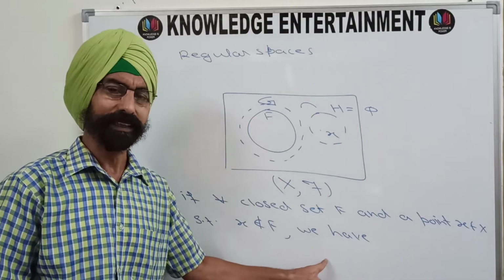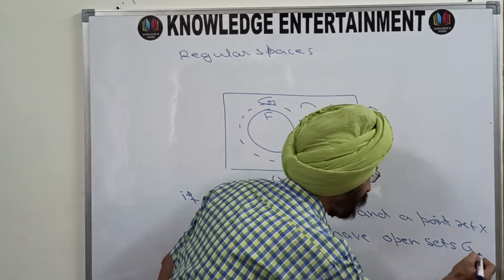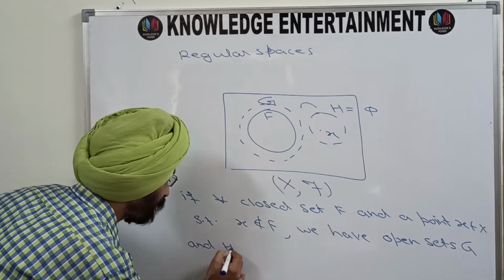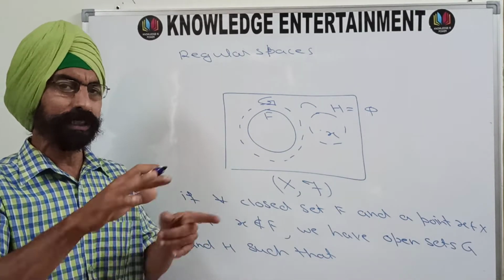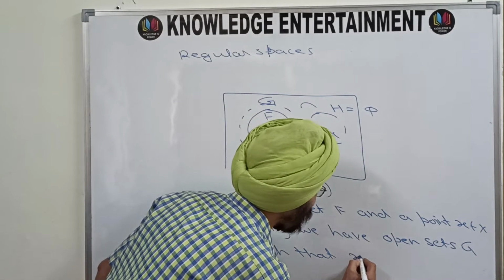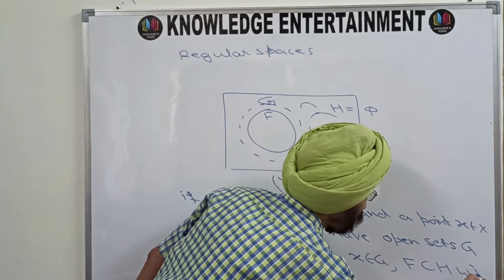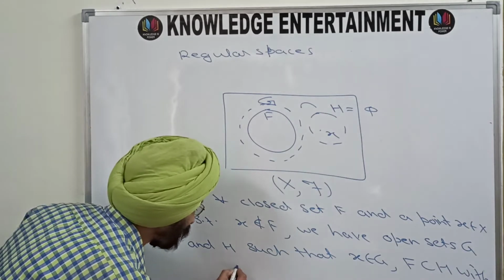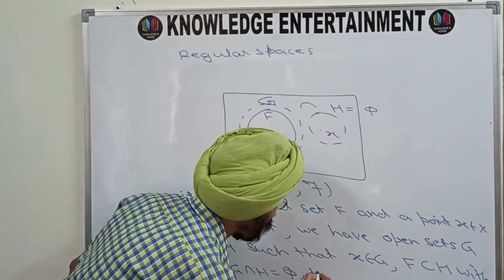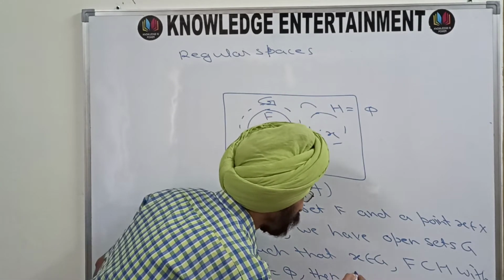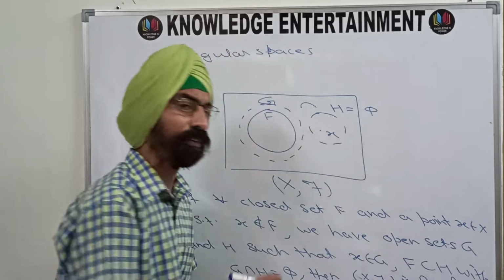So what we are to write here in theory, we have open sets G and H such that, earlier it was that x belongs to G, y belongs to H. This time it is x belongs to G and F is a subset of H with an additional condition that G intersection H is phi. That means G and H are disjoint sets. Then we say that the space X tau is regular. So this is the definition of a regular space.